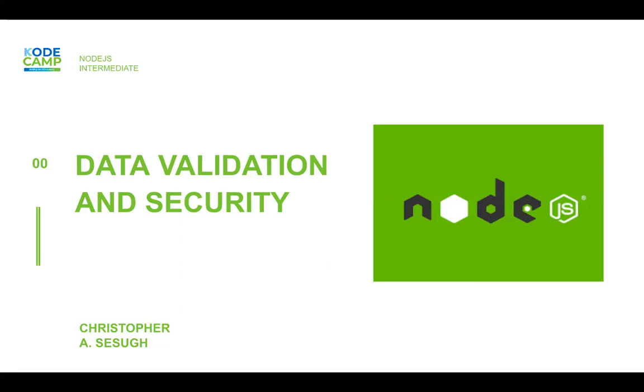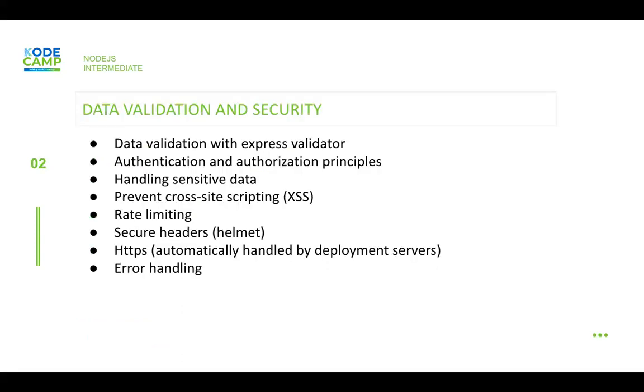So let's take a look at data validation and security. And wow, we have a bunch of things in the data validation and security module. We have data validation with Express Validator, authentication and authorization principles, handling sensitive data, preventing cross-site scripting (XSS), rate limiting, secure headers using Helmet, and then HTTPS. In this case, the servers where we are deploying our application automatically handle this for us. We don't need to worry about that. Once we deploy our application, the servers automatically handle this for us in production.